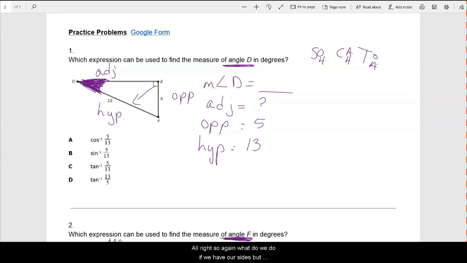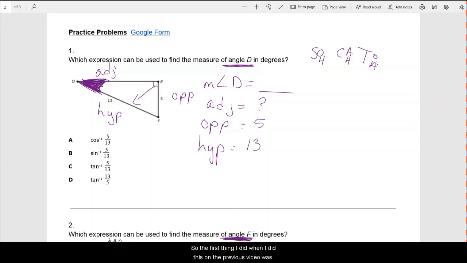All right, so again, what do we do if we have our sides, but we're missing an angle instead? We're solving for an angle. Because it's something different: when we were solving for sides, we used standard trig, and in a triangle, essentially, the opposite of a side is an angle. So in inverse trigonometry, we will be solving for missing angles. Number 1 says, which expression can be used to find the measure of angle D in degrees?